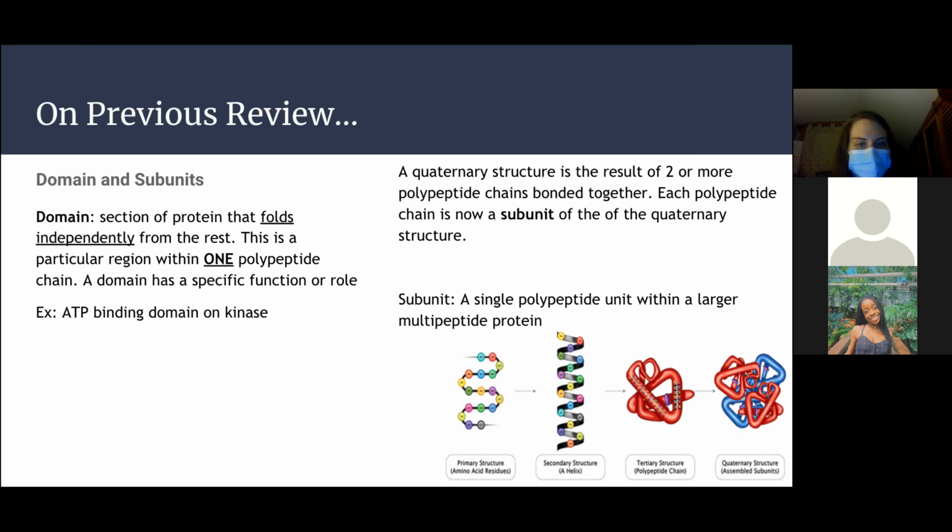And then subunits are different because subunits are found in quaternary structure, and they're a result of two or more polypeptide chains bonding together. That's why we call each of those separate chains a subunit of the quaternary structure. So that's the main difference between the two. Does anyone have any questions on that?